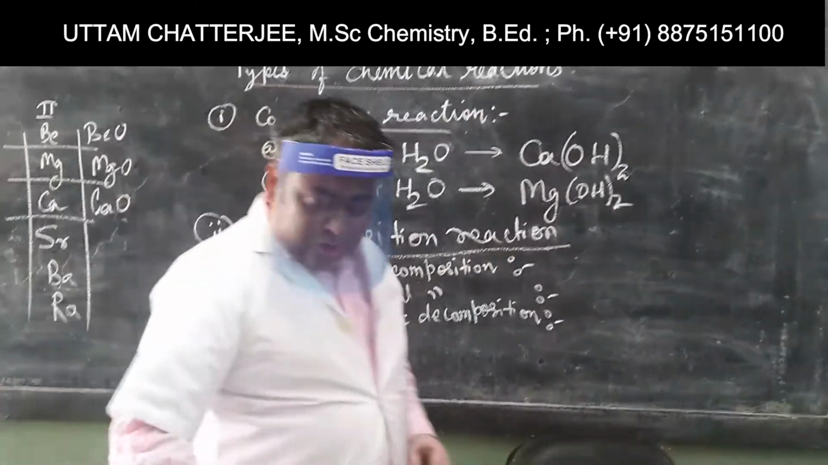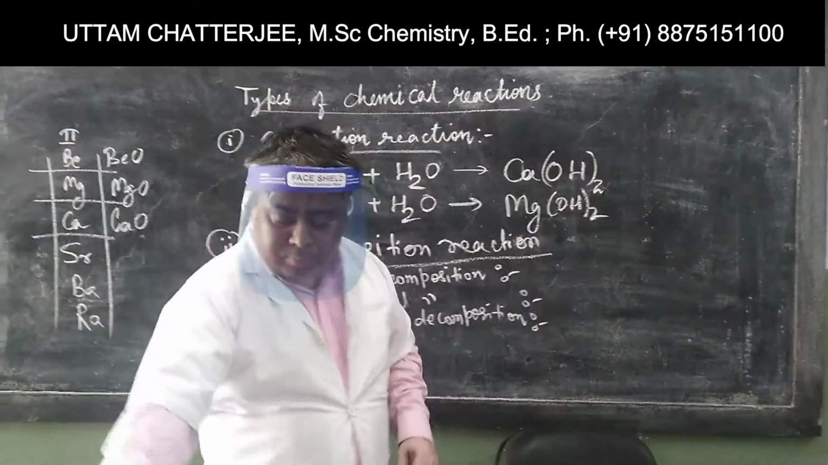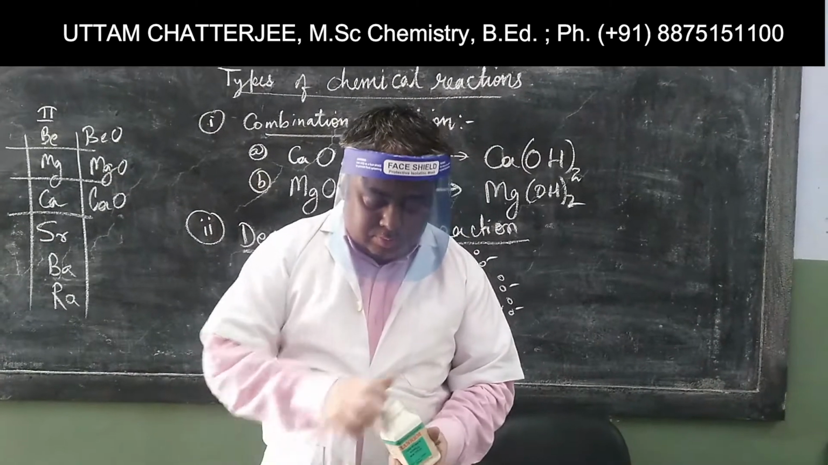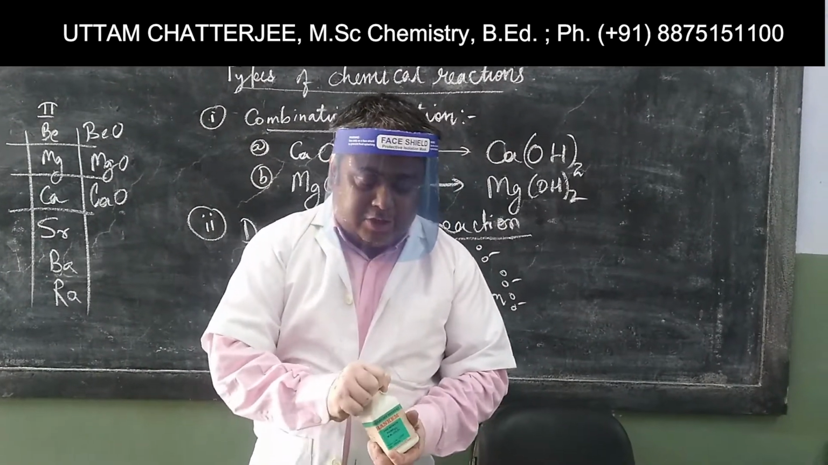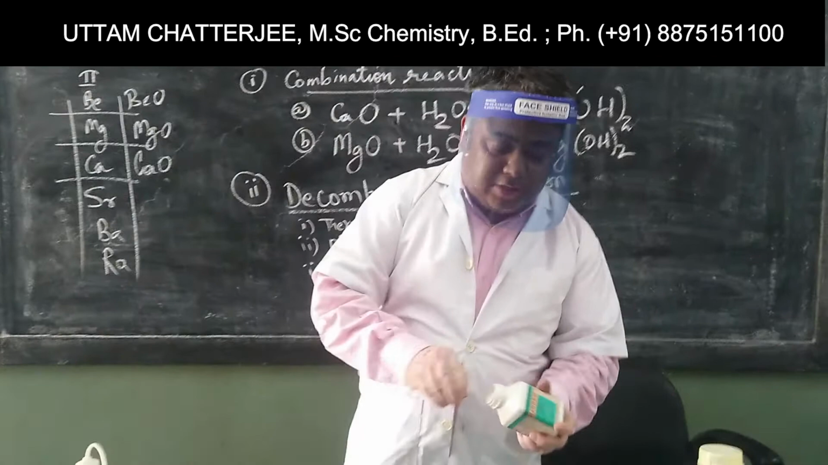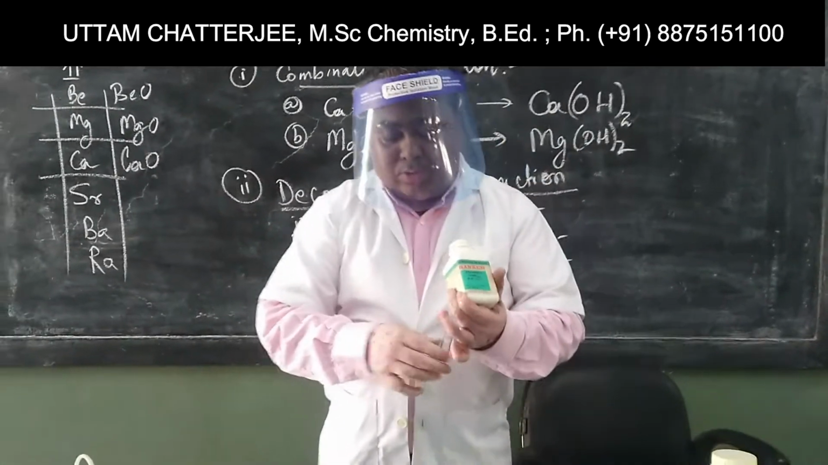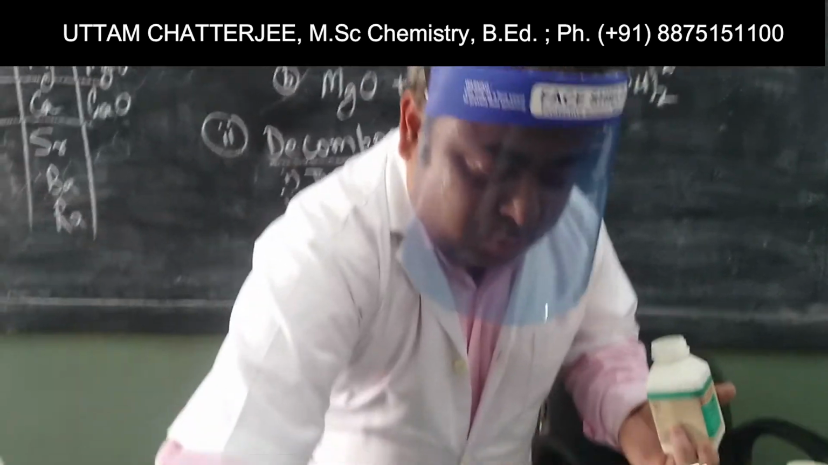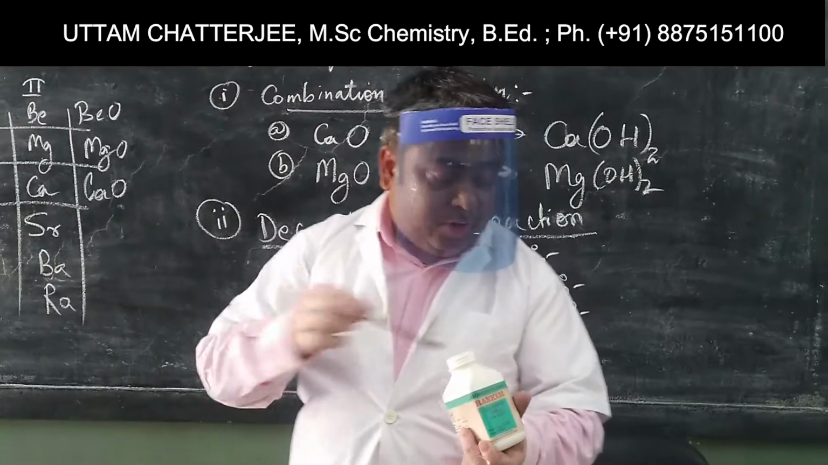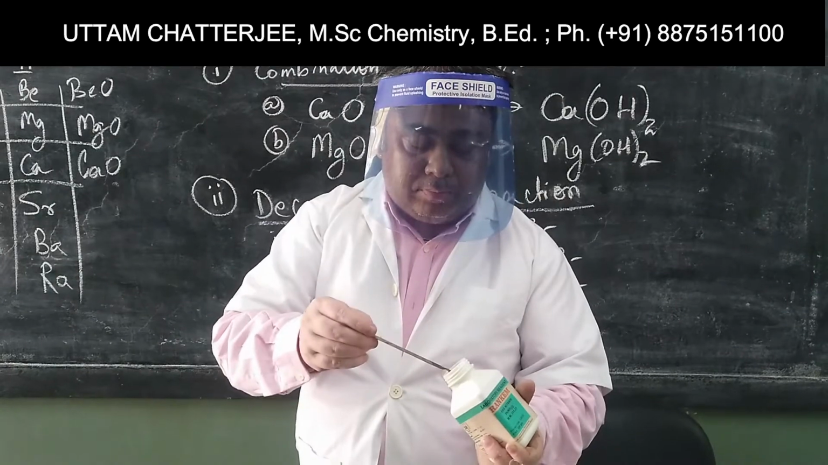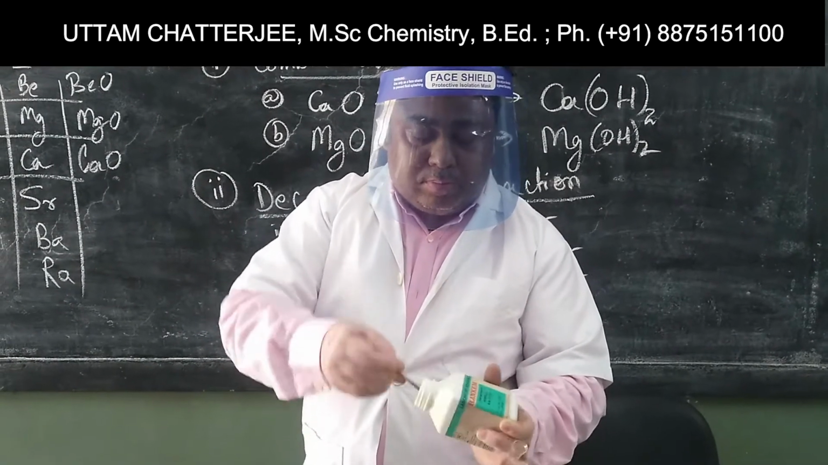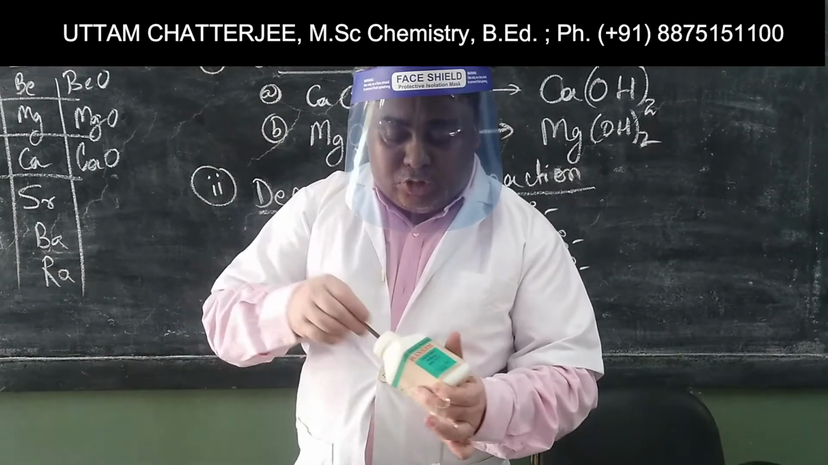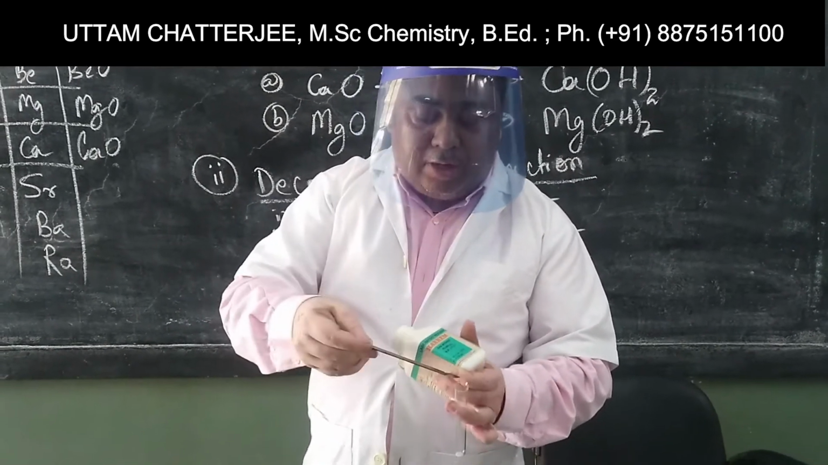For thermal decomposition, I will take lead nitrate. This is dry test of nitrate. From this you can learn about dry test of nitrates also. I will take another spatula so that lead nitrate does not become contaminated with calcium oxide. And I am filling lead nitrate in the test tube. You can see it is a white colored crystalline solid.